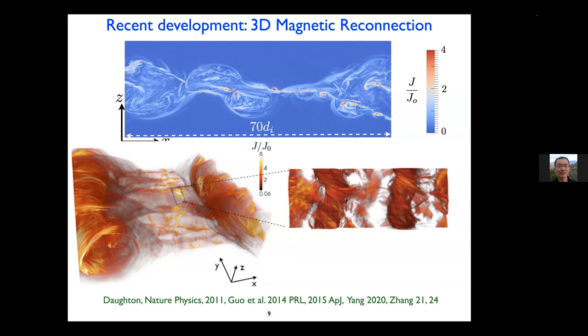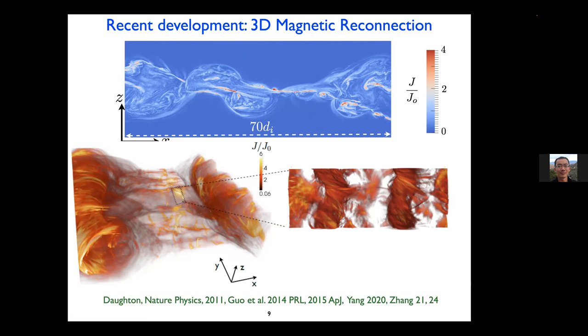On the top, this is from Bill Daughton's 2011 Nature Physics paper showing the oblique tearing instability. The upper layer separators generate a series of plasmoids in 3D, and you can also find other plasmoids in the other separators. They actually have obliquely oriented flux loops when you have a finite guide field. And we recently found that if the guide field is weaker, which is actually a case where we think the particle acceleration is even more promising.